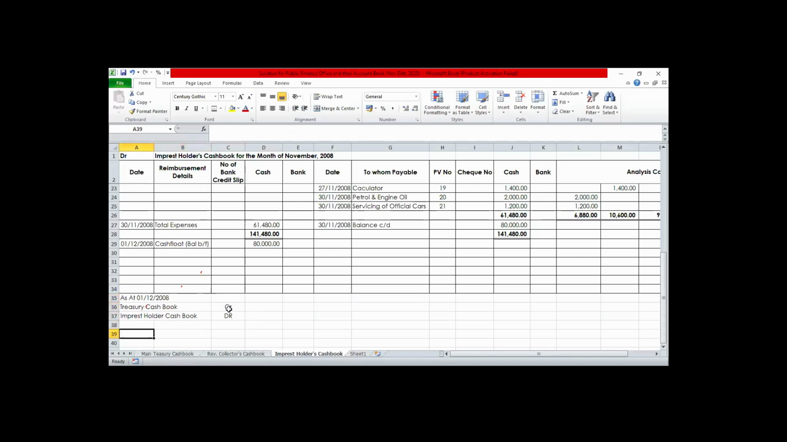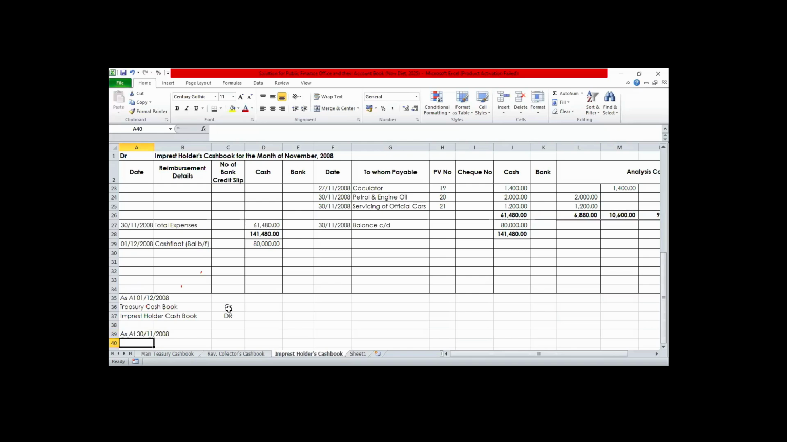When they ask you what account is meant to be debited and credited as at the end of November, now, as at November 30th, 2008, what are the accounts to be debited and what are the accounts to be credited? The scenario there will change.